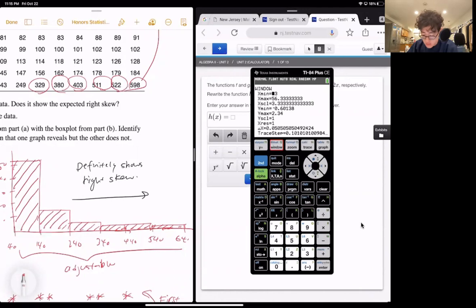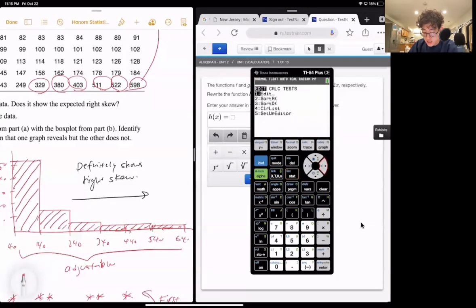I can change x min to be 40, change x max to be whatever it is, like 640 or something like that. Oh, sorry, this has to be 640. And your x scale can be like 100. So you're moving up by hundreds each time. So this is what it's going to look like. Everything is moving up by 100. And so once I put in all the data, this is the histogram I saw.